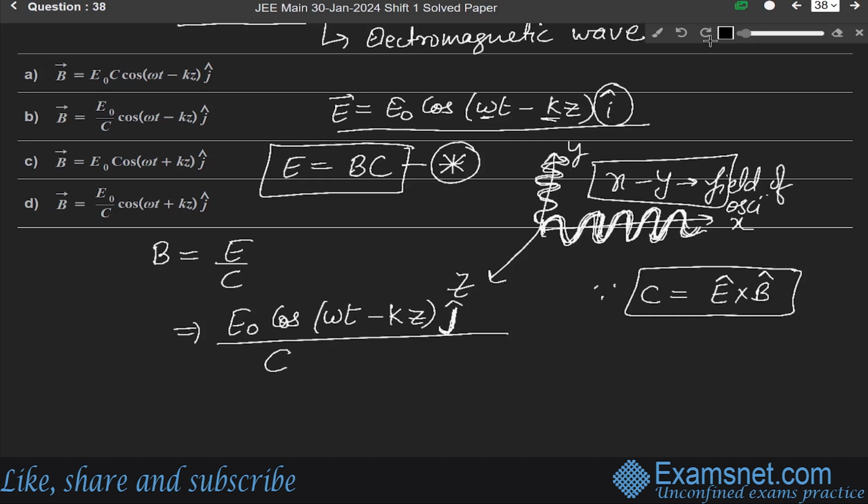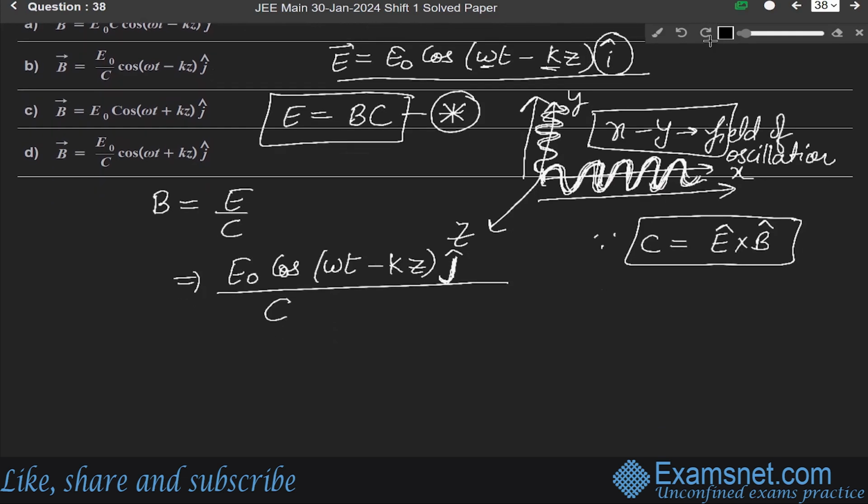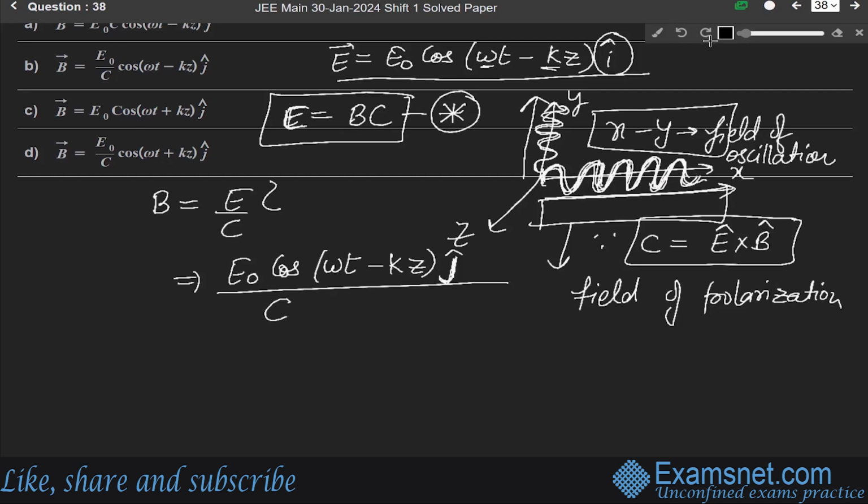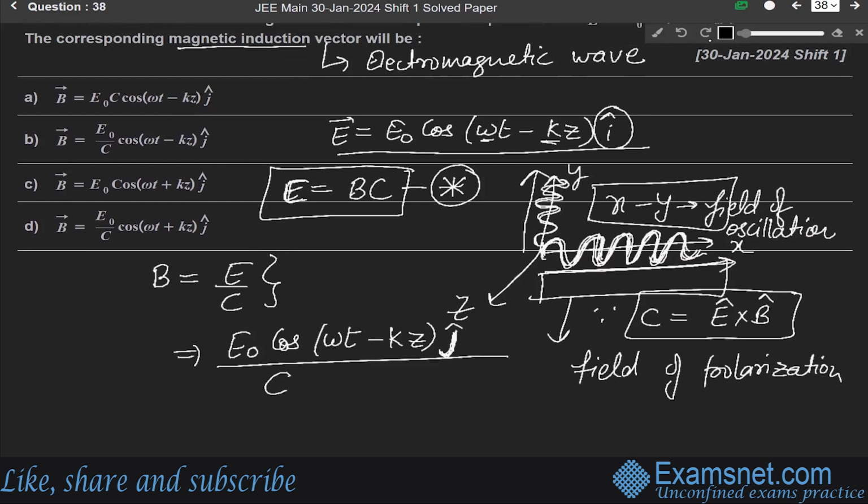Always remember, when the electric field is in the x direction and the magnetic field is in the y direction, the xy plane is called the plane of oscillation, and the plane perpendicular to this, the xz plane, is called the plane of polarization. It is just asking us about the magnetic field, so we use the famous formula E equals BC. So B equals E by C, E naught cos(omega t minus kz) in the j direction. So our correct answer is option B.